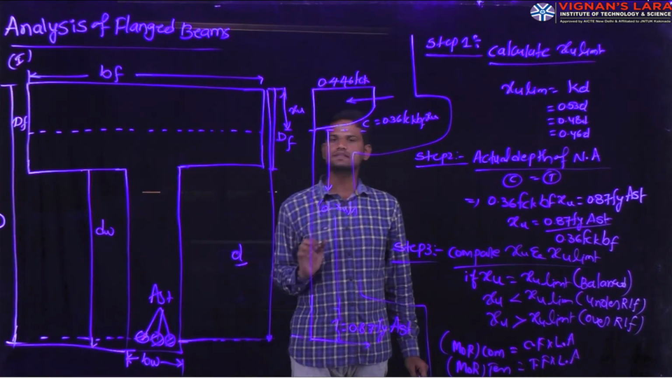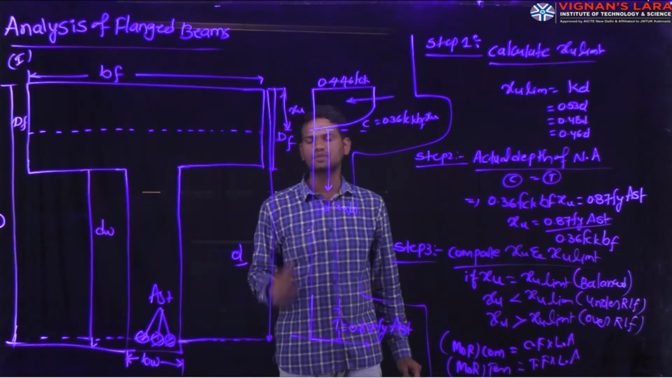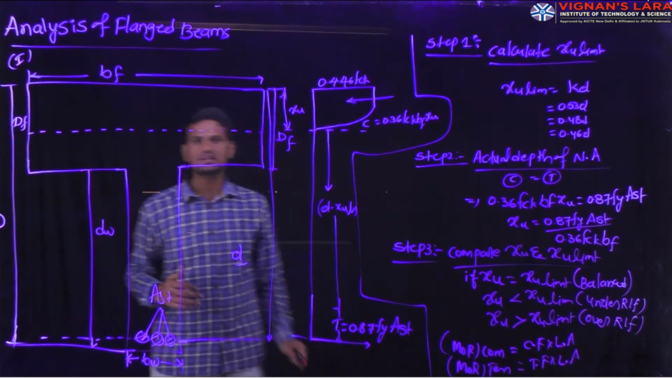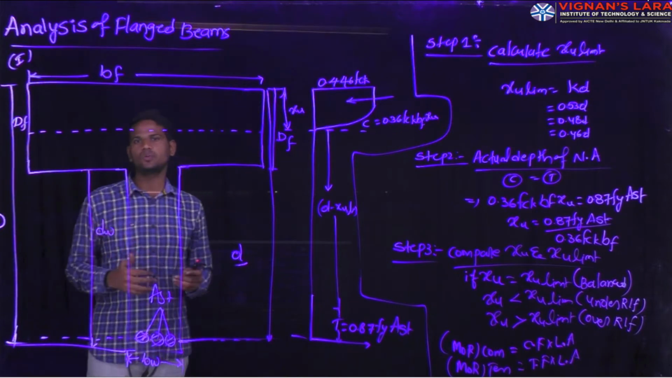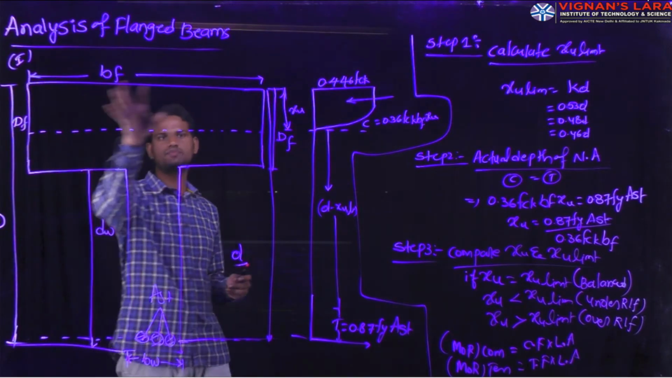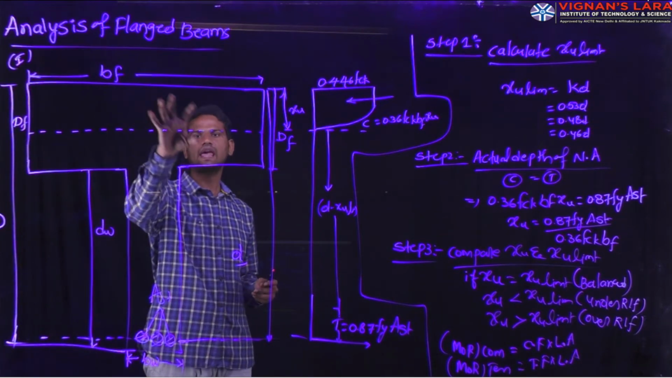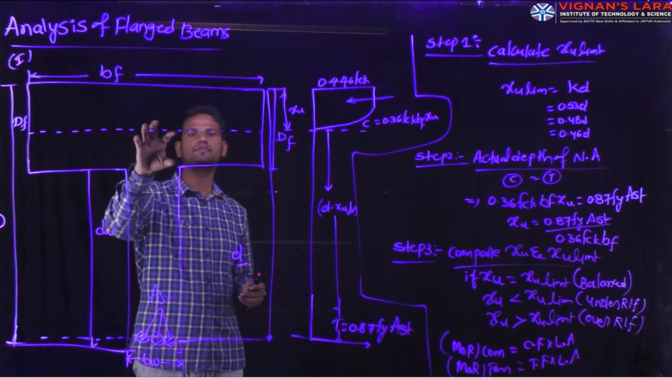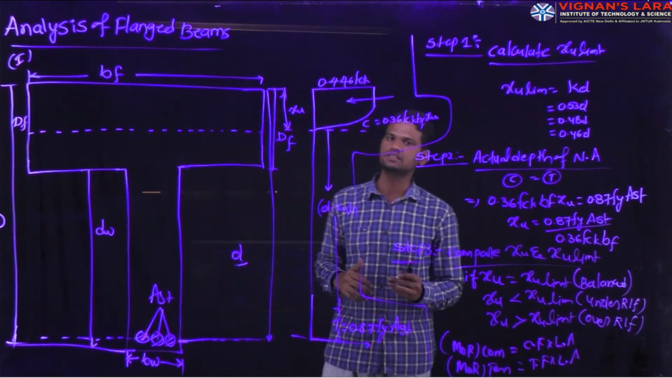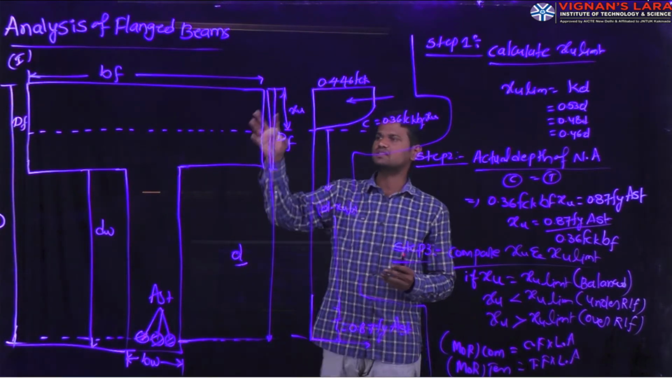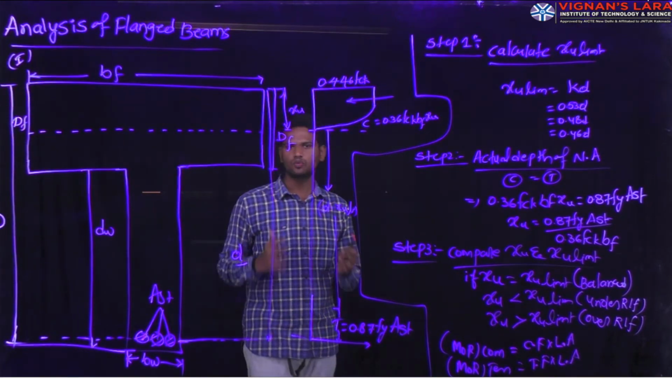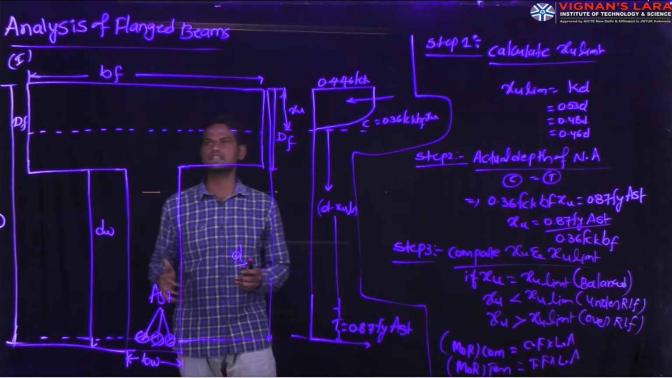For the analysis of T beams, based on the depth of the neutral axis, we have three conditions. The first condition is when the neutral axis lies within the flange. That means if you observe, this is the flange. When the neutral axis is within the flange, how the compressive forces and tensile forces act on the beam, and how we have to design such a beam, we discuss in our first case.